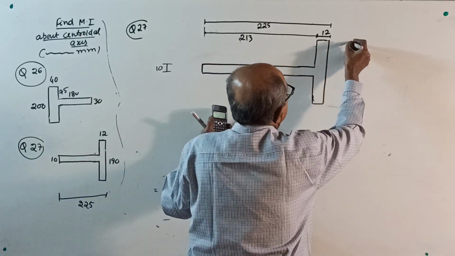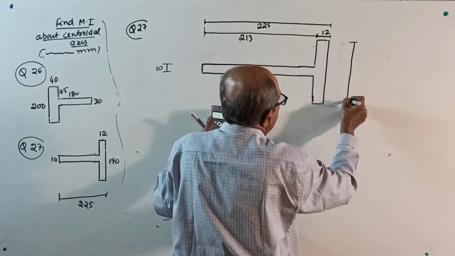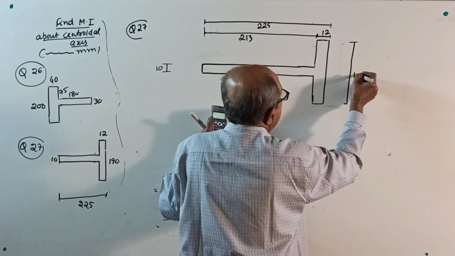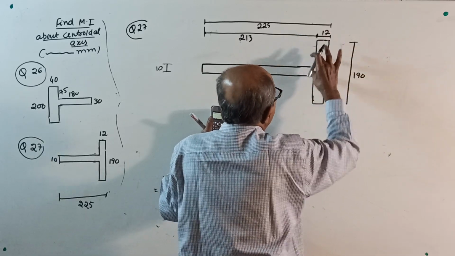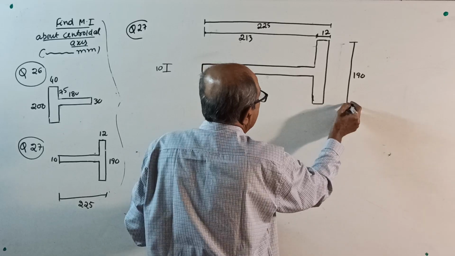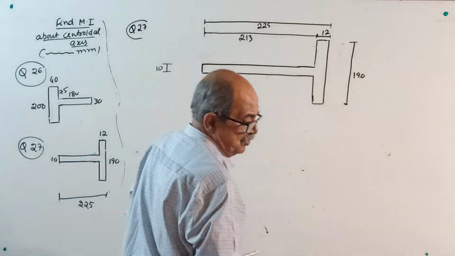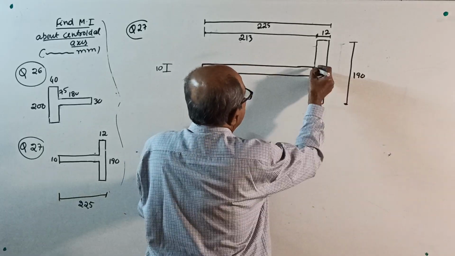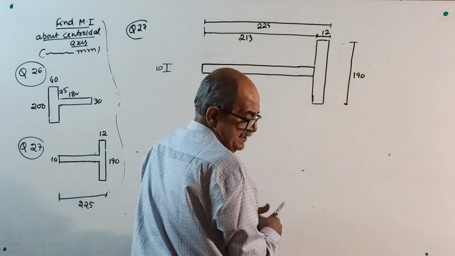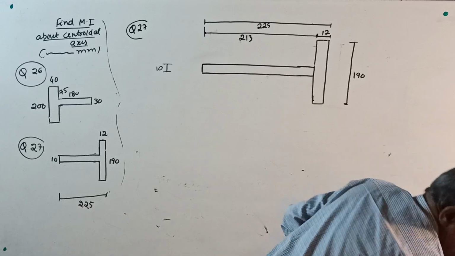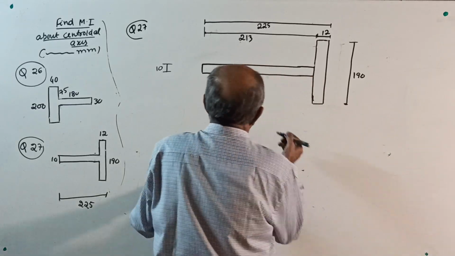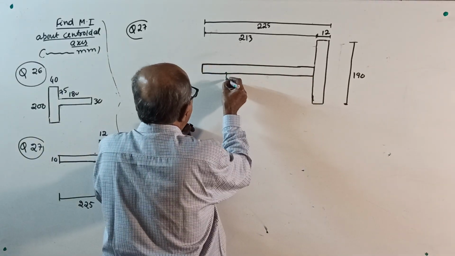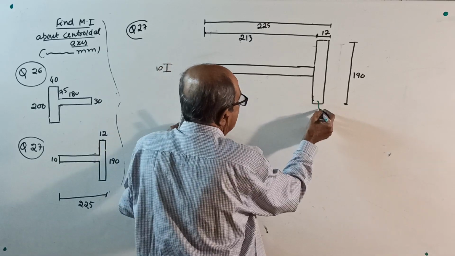This width is how much? This width is 190. That's all, right? Understood. These two are equal. Everything is over. So therefore, I told you, divide into two parts. So how to divide? This way. Any one you can take as one, the other as two. Left to your choice. I will take this as 1 and this as 2.